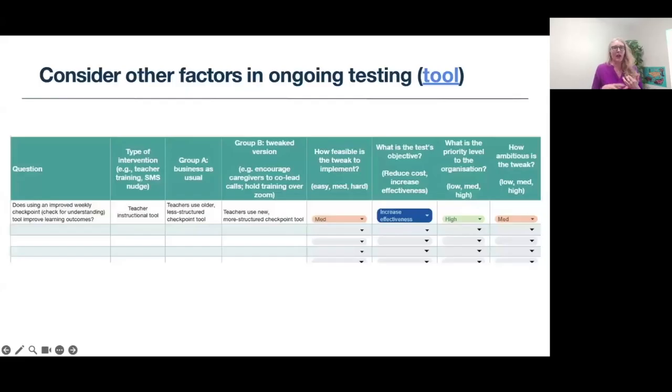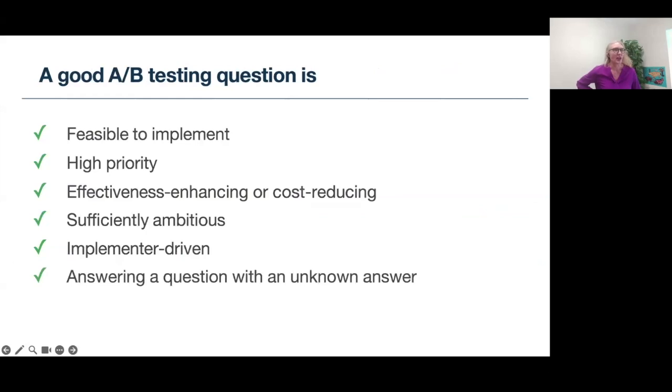You're also thinking about the type of test, effectiveness enhancing or cost reducing, right? That's a very important consideration. How high priority or low priority it is to your team. Also, how ambitious is it? Jonathan mentioned that, but do you already know the answer to the question or not? These are also really important considerations when you're thinking about the ongoing testing piece.